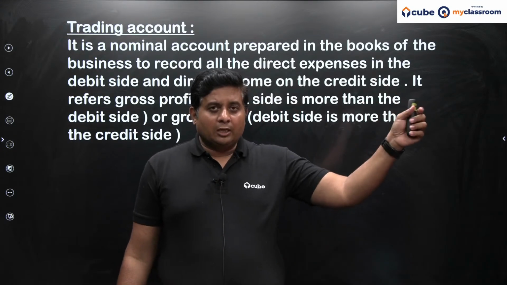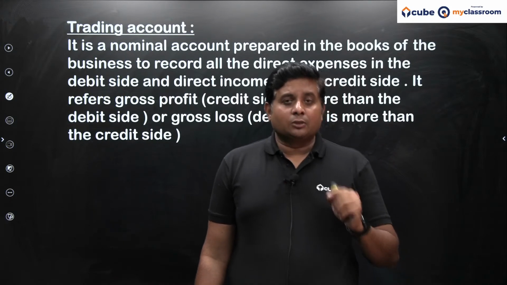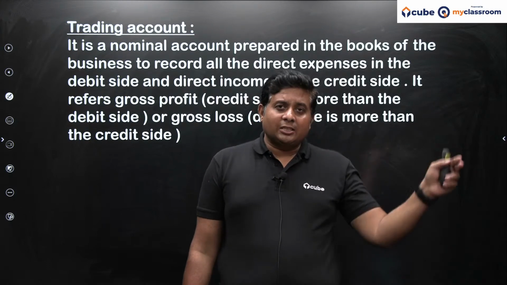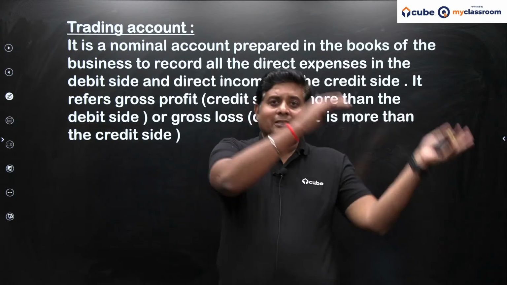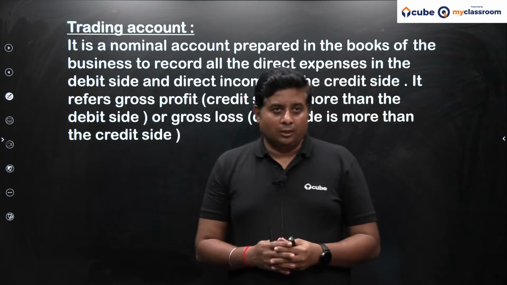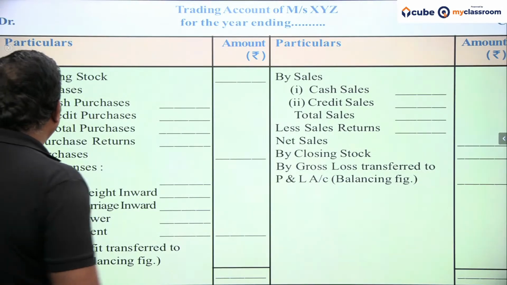If the sum total of the credit side is greater than the debit side, then there is a trading profit. This is called profit, and this profit is called gross profit. And if the reverse situation happens, like the sum total of the debit side is exceeding the sum total of the credit side, then there is a loss, and this loss is called gross loss. So this is the format.